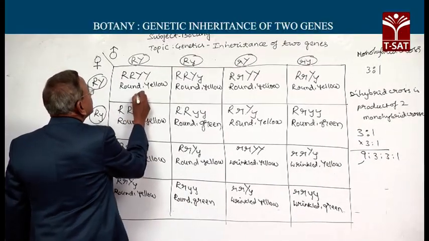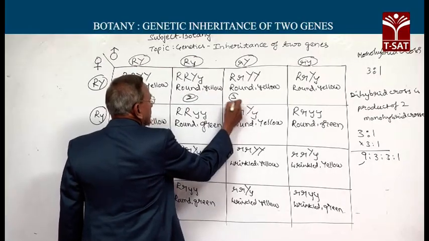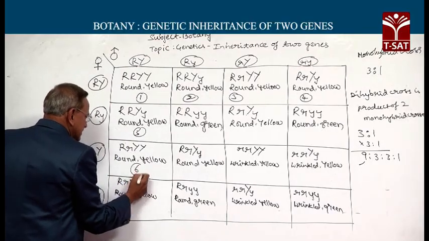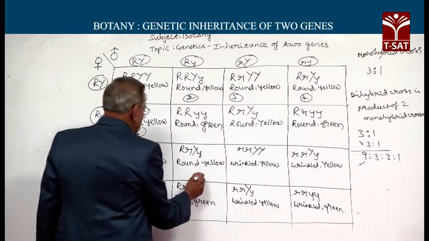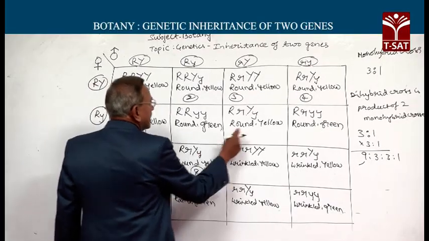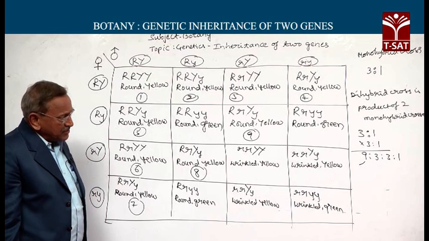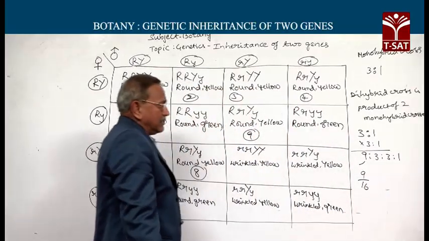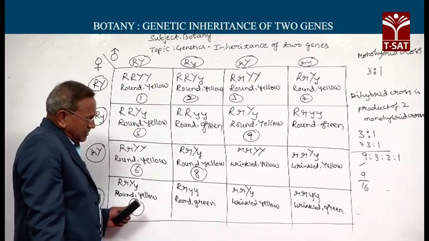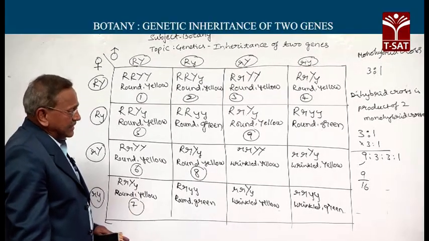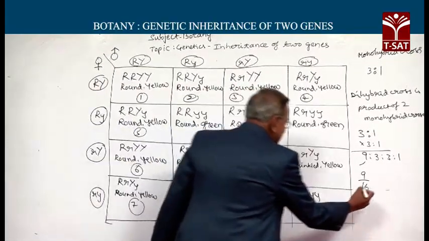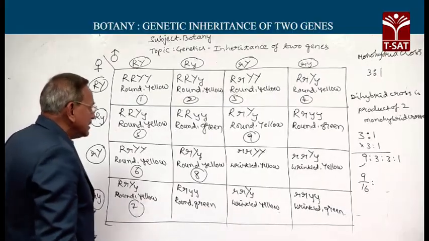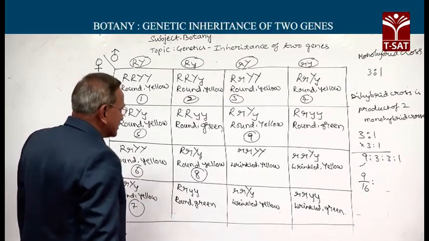Round yellow 1, round yellow 2, round yellow 3, round yellow 4, round yellow 5, round yellow 6, round yellow 7, round yellow 8, round yellow. Out of 16 progeny, 9 are round and yellow. They represent both dominant characters of the parents. Now let us consider what is 3 ratios out of 16. It will be 1 dominant character and 1 recessive character.